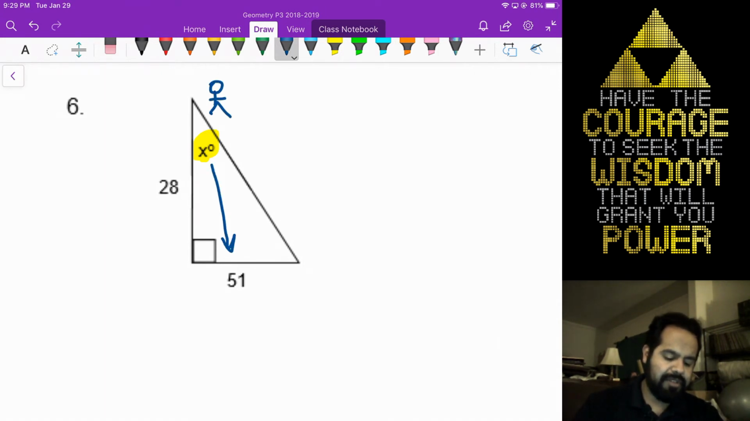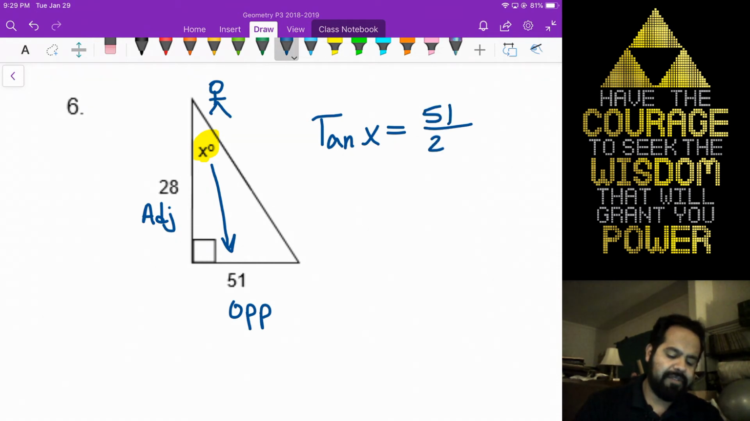So our little dude sees the 51, that's the opposite. Sees the 28, that's the adjacent. So opposite adjacent, I'm thinking tangent. So tangent of x equals 51 over 28. Right now, Elijah, the angle is the only thing I don't know. I don't have a clue what it is. I only have my 2 sides.